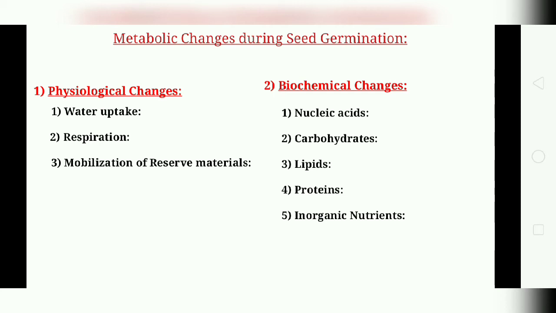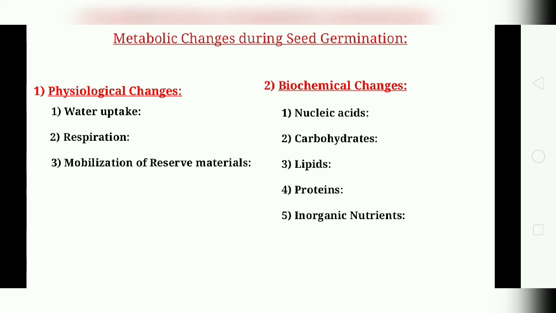Next is the protein. Some plants store protein as reserve food in their seeds. Proteins are hydrolyzed into amino acids by peptidase enzyme. The amino acids may either provide energy by oxidation after removal of the amino group, or may be utilized in the synthesis of new protein. And the last part is the inorganic nutrients.